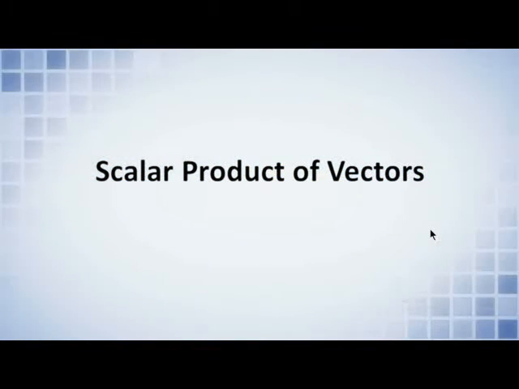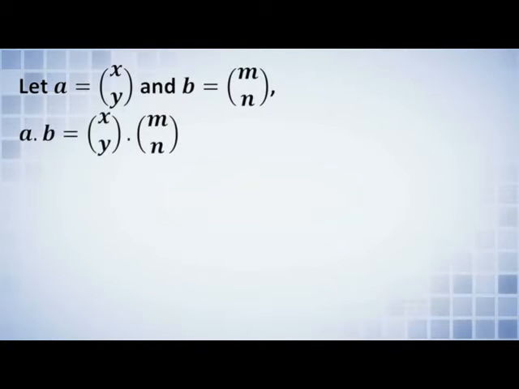Scalar product of vectors. Let A and B be vectors, where the components of A are x and y and the components of B are m and n. A dot B is actually (x, y) dot (m, n). How to find the product of these two vectors? You just need to multiply the i with the i and the j with the j, and you add those numbers together. So A dot B is actually xm plus yn.